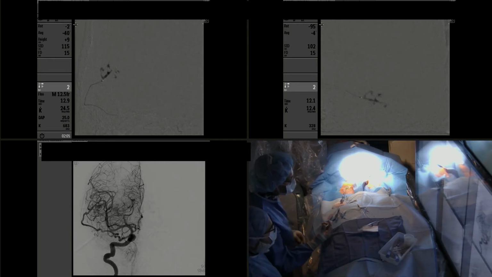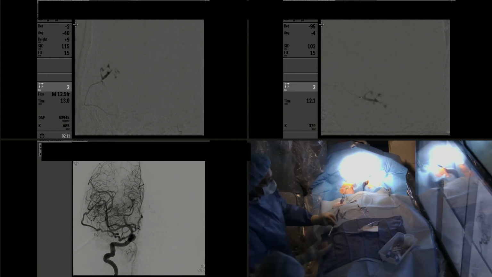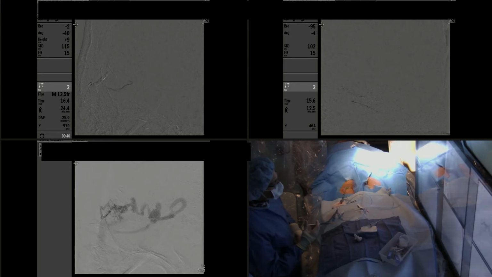We were able to start by injecting Onyx 34. We injected a total of 0.5 milliliters of Onyx 34. This is the thicker Onyx, which is ideal for us to create a plug at the level of the distal tip of the microcatheter. That was the injection of the Onyx 34. And then we continued to inject with Onyx 18. At the end, we ended up injecting a total of 1 milliliter of Onyx 18 and 0.5 milliliters of Onyx 34. You see the good penetration of the Onyx 18.